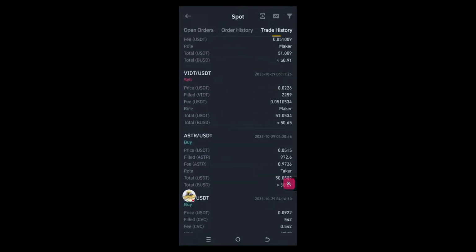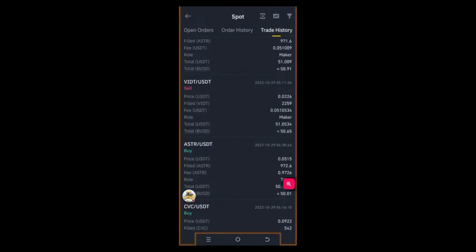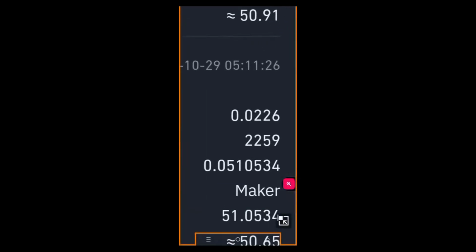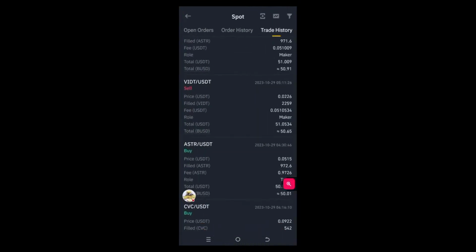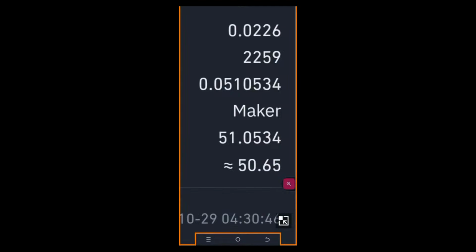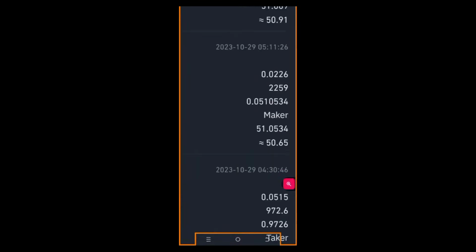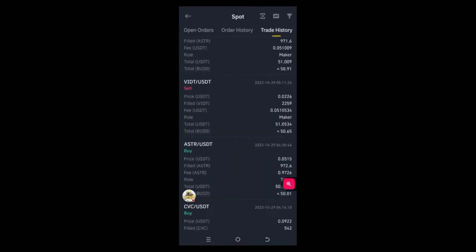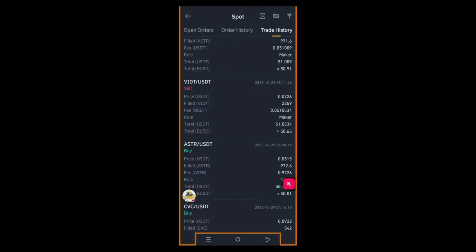And in terms of its executing, we were able to execute it at 0.0226, and that gave us a profit of $1.05. Look at that. That's beautiful. That's glorious. Now removing the fees, that's about minus 5 cents. That means we made $1, which is beautiful. That's 2%. Our 2% target was met and crushed, and we executed beautifully. That's VIDT USDT. Beautiful.